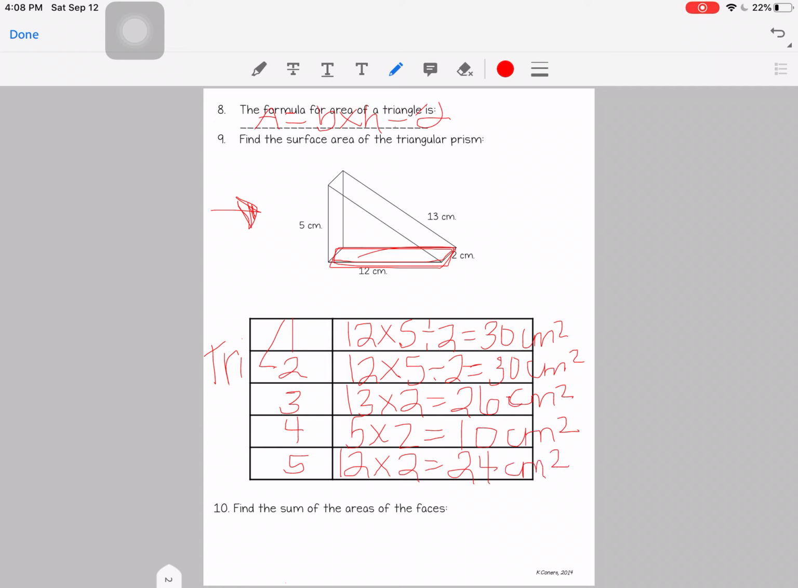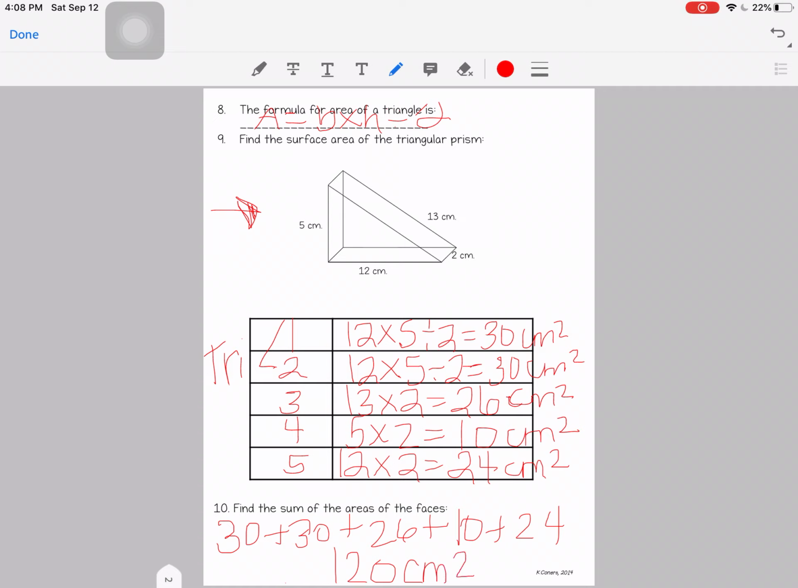And we said surface area is the sum of all of the faces. So now let's find the sum of these measurements. So we have 30 plus 30 plus 26 plus 10 plus 24, which gives us a total of 120 centimeters squared.